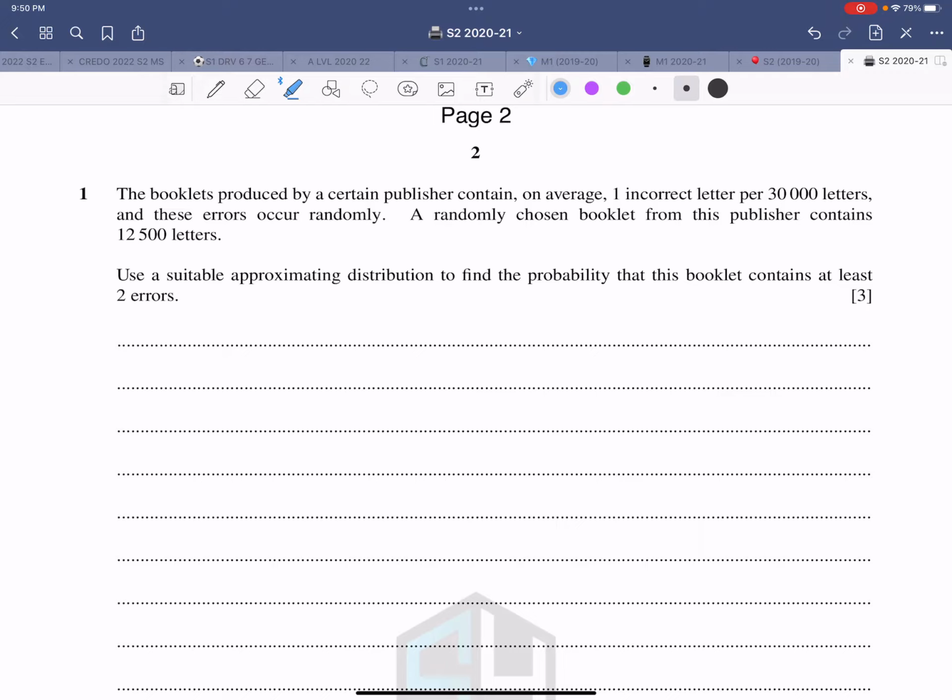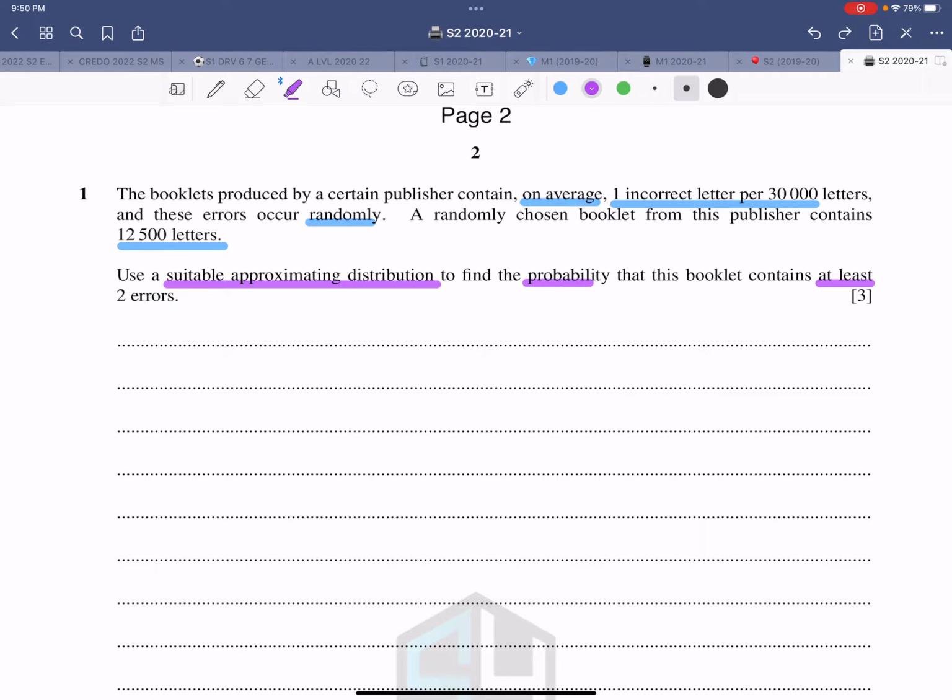Booklets produced by a certain publisher contains on average one incorrect letter per 30,000 letters. ये एक वैल्यू दी हुई है 1 out of 30,000 and these errors occur randomly. A randomly chosen booklet from this publisher contains this many letters. Use a suitable approximation or a suitable approximating distribution. Find the probability that this booklet contains at least 2 errors.